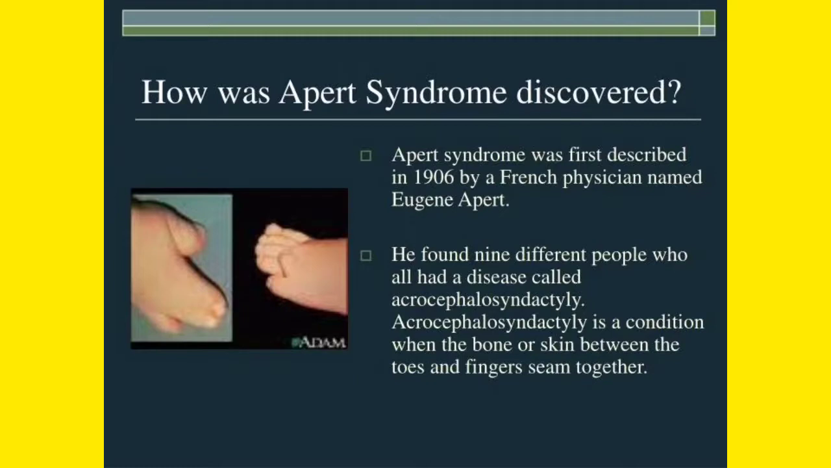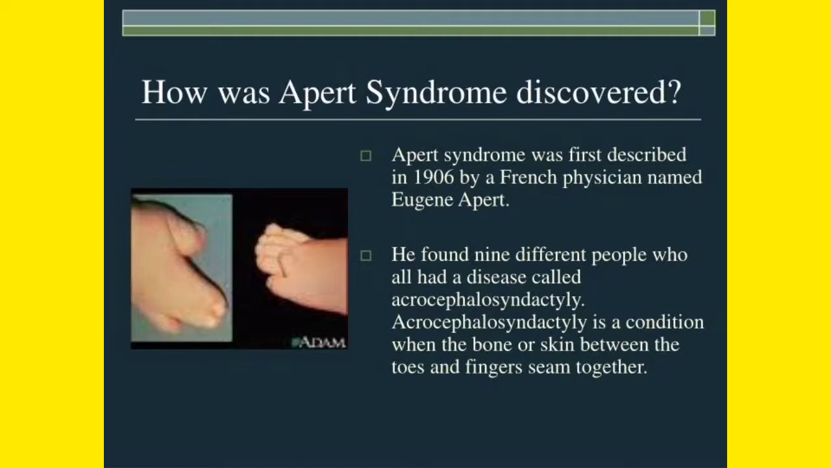Basically, Apert syndrome was first discovered by a French physician. His name was Eugène Apert, and from his name Apert syndrome came. It was first described in 1906 by French physician Eugène Apert. Eugène Apert studied 9 different people, and these 9 people had a condition known as acrocephalosyndactyly.